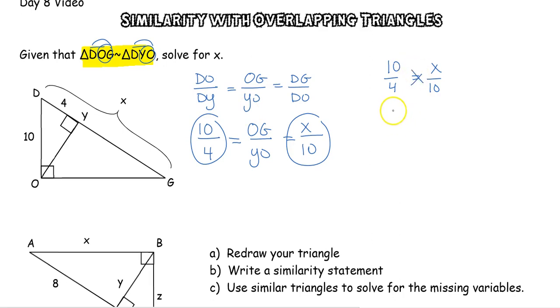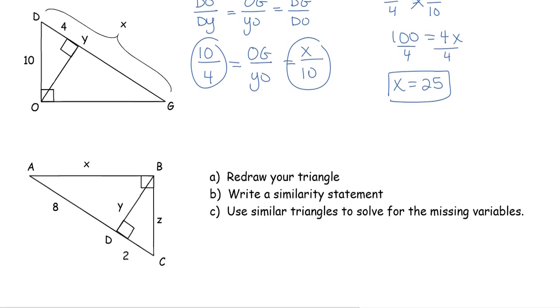We cross multiply. 100 equals 4x. Since we're multiplying by 4, we divide by 4. And we find that x is going to be equal to 25. This one was nice because I was given my similarity statement. The next one is not going to be as easy.